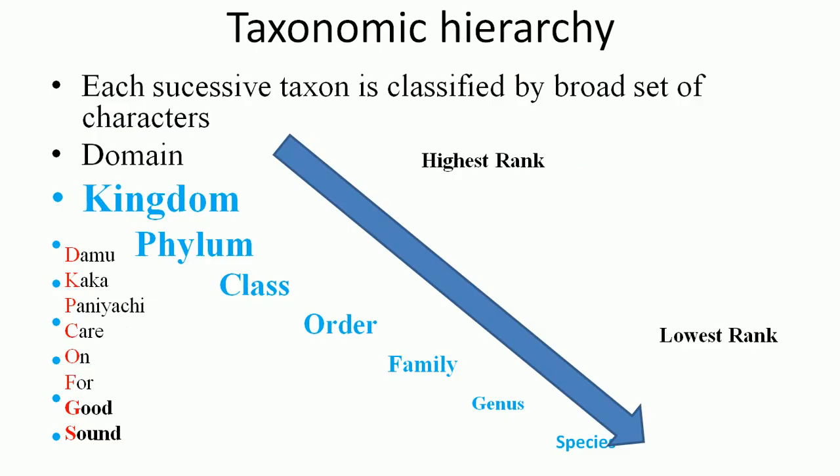Then the next topic is the taxonomic hierarchy. Each successive taxon is classified into a broad set of characters. This is known as the taxonomic hierarchy. For example, domain, kingdom, phylum, class, order, family, genus, and species. This goes from higher to lower. And here is a simple mnemonic to memorize the whole thing in a simple sentence.